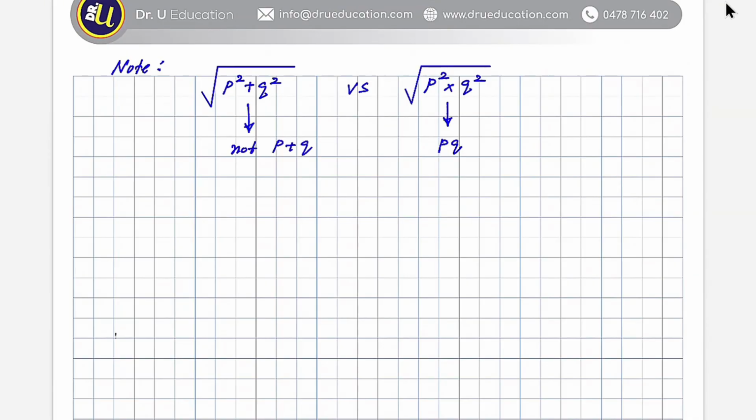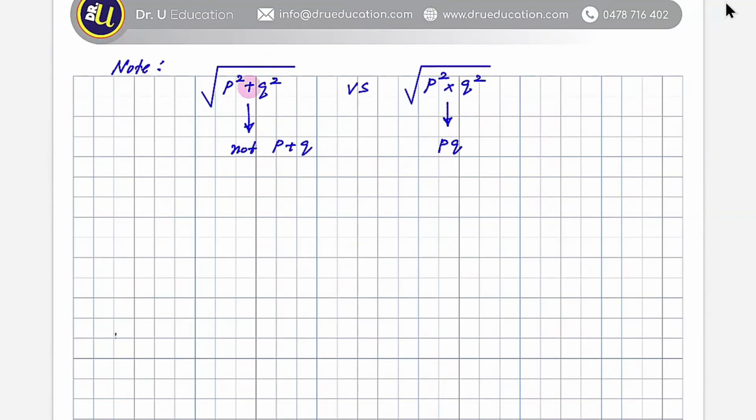So, I'll give you a quick note on this one. From your basic math, you have to know the difference between these two: the square root of P squared plus Q squared, versus the square root of P squared multiplied with Q squared. What is the difference between these two? You should know. If you simplify this one, the answer is PQ, P multiplied by Q. If you simplify this one, the answer is not P plus Q.